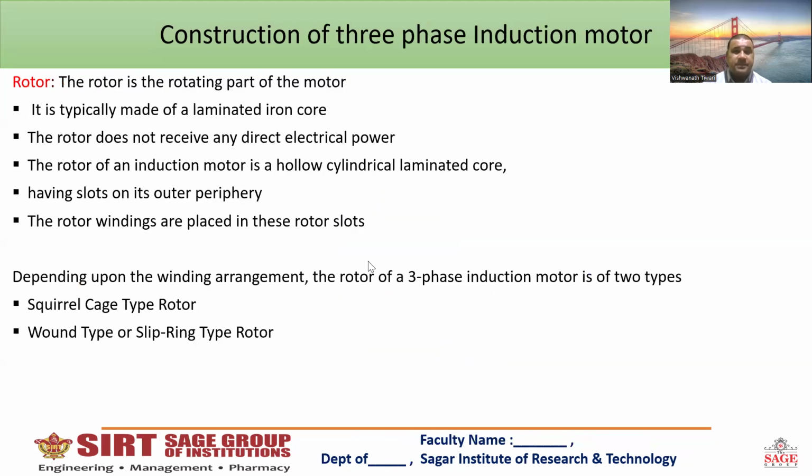Then rotor. The rotor is a rotating part of the motor, typically made of laminated iron core. The rotor does not receive any direct electrical power. The rotor of an induction motor is a hollow cylindrical laminated core having slots on its outer periphery. The rotor windings are placed in these rotor slots.